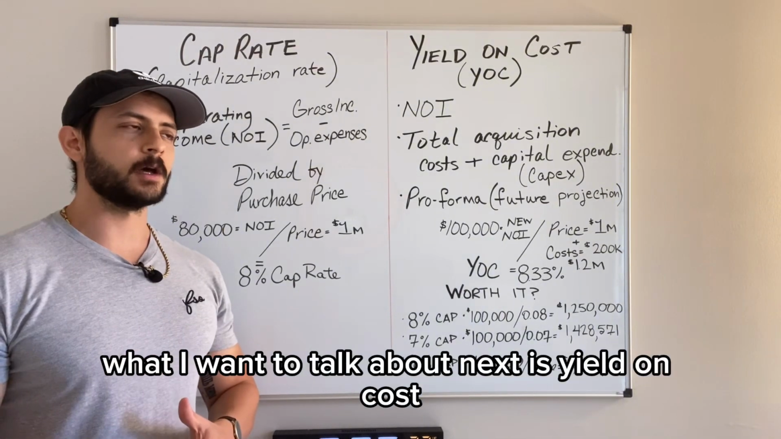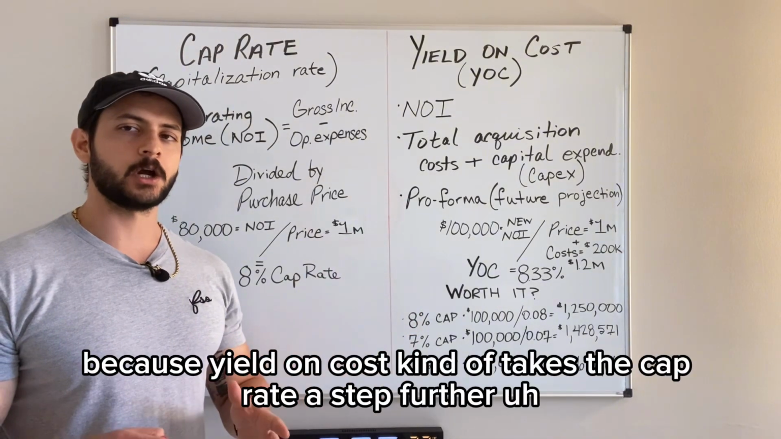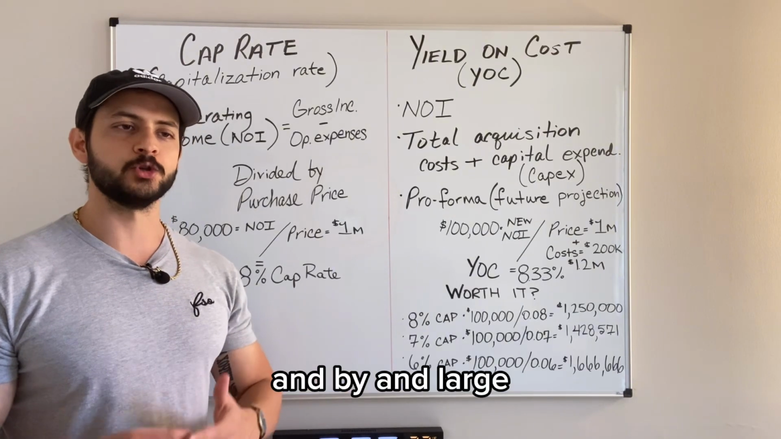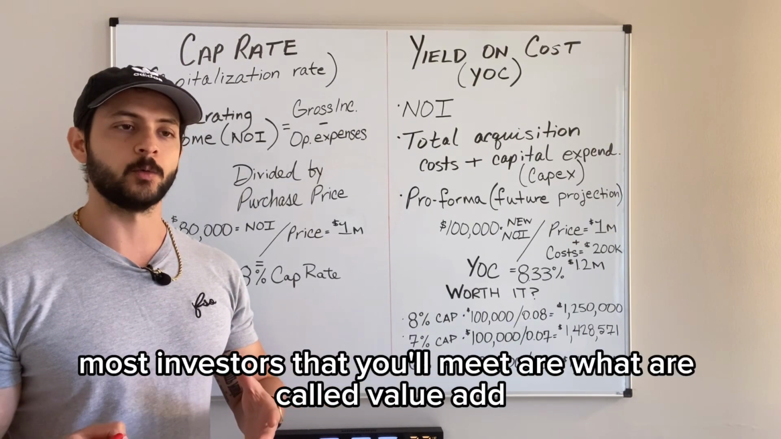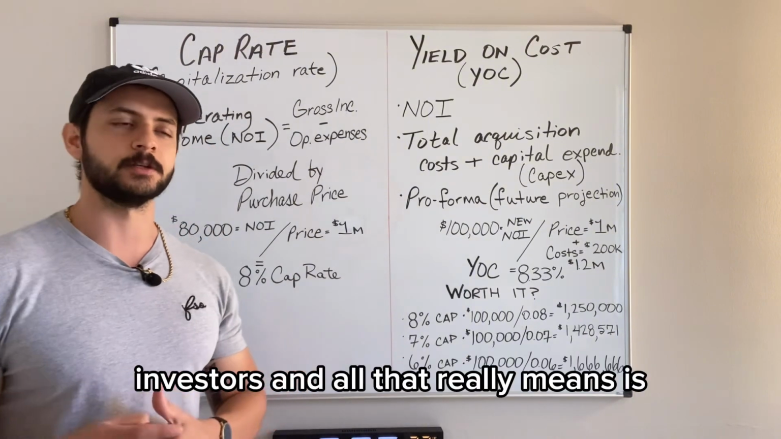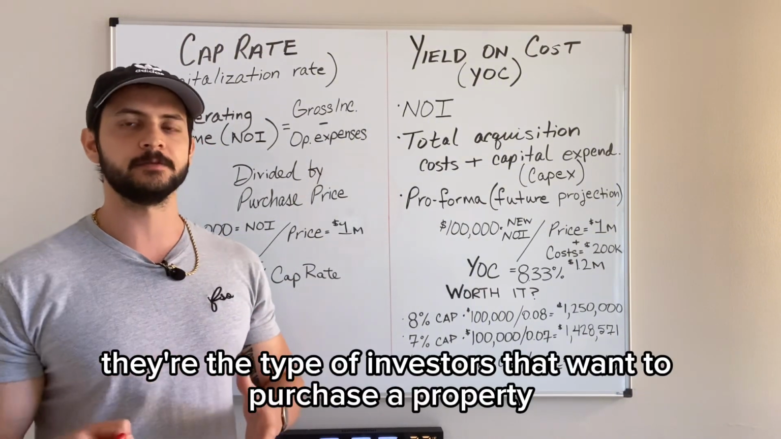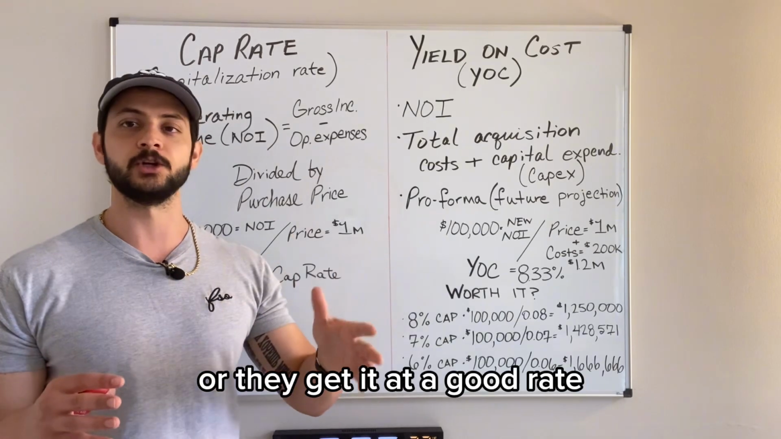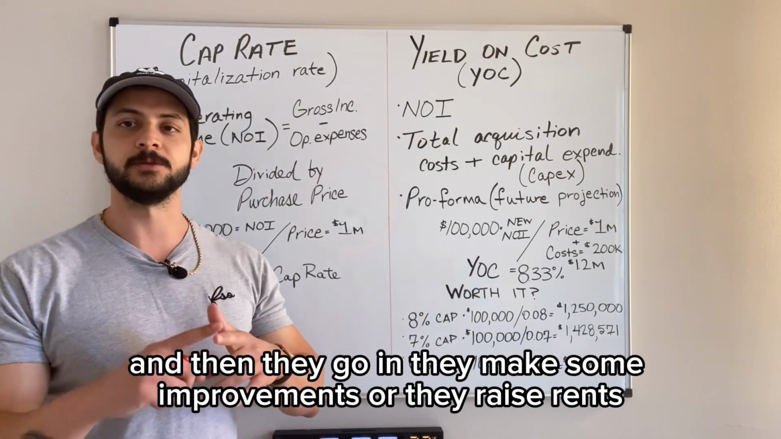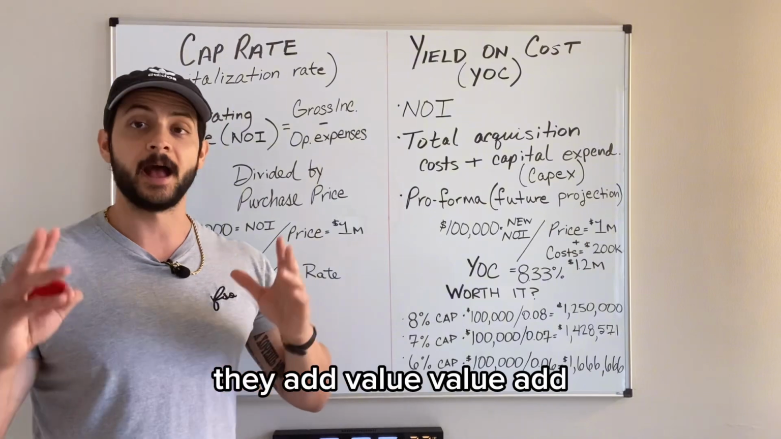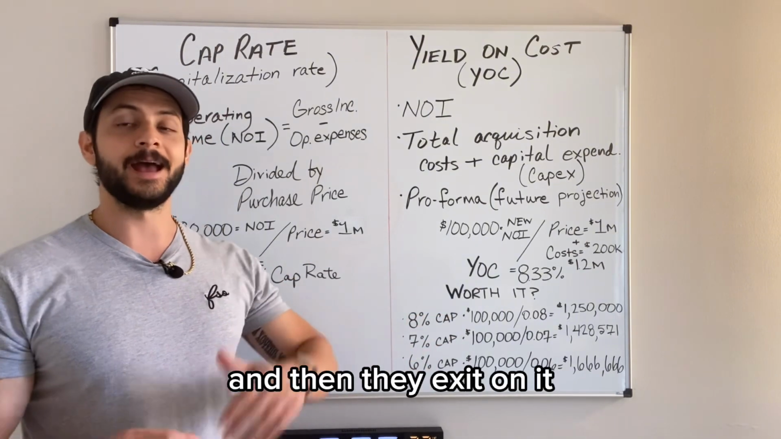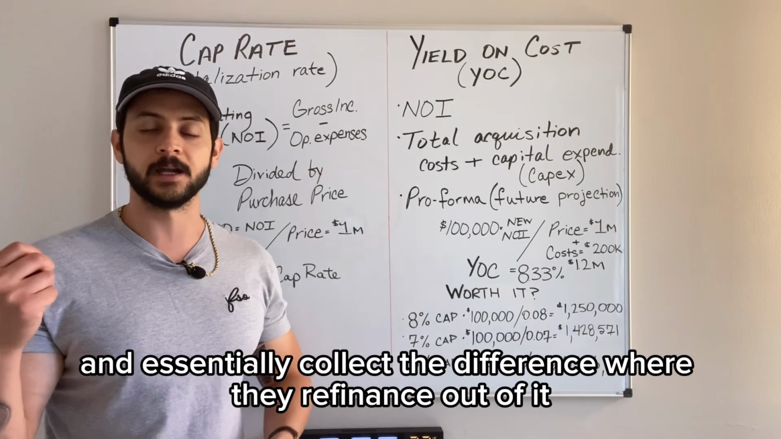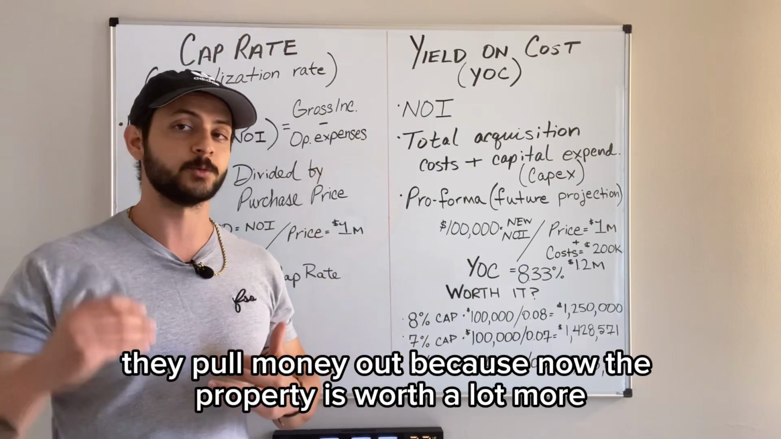What I want to talk about next is yield on cost, because yield on cost takes the cap rate a step further. By and large, most investors that you'll meet are what are called value add investors. All that really means is they want to purchase a property that's either underperforming or they get it at a good rate. Then they go in, make some improvements or raise rents, add value, and then they exit on it and collect the difference, where they refi out of it and pull money out because now the property is worth a lot more.